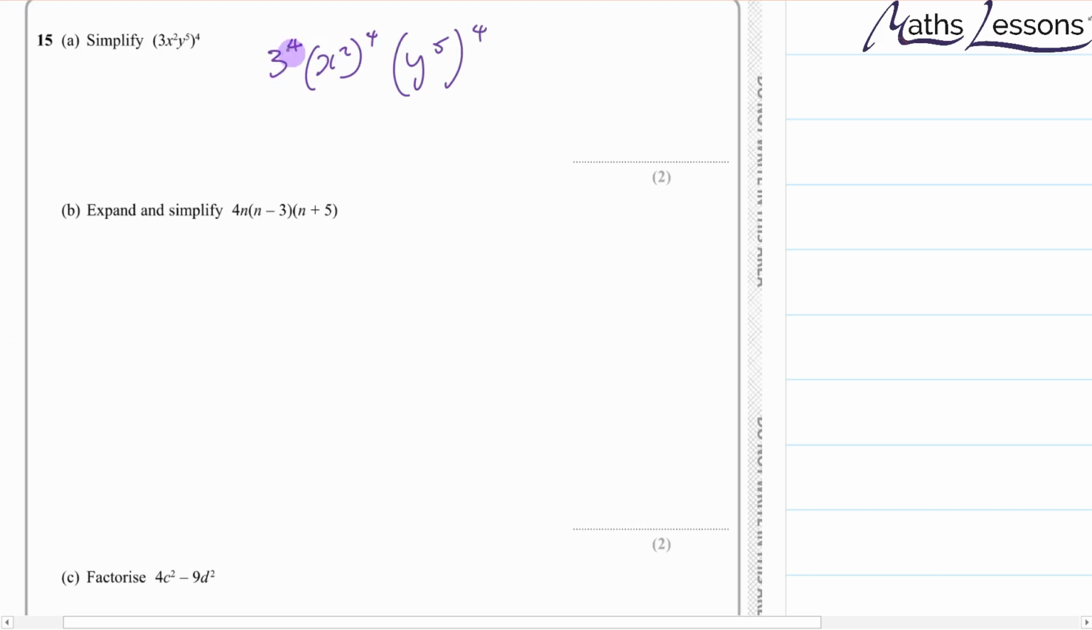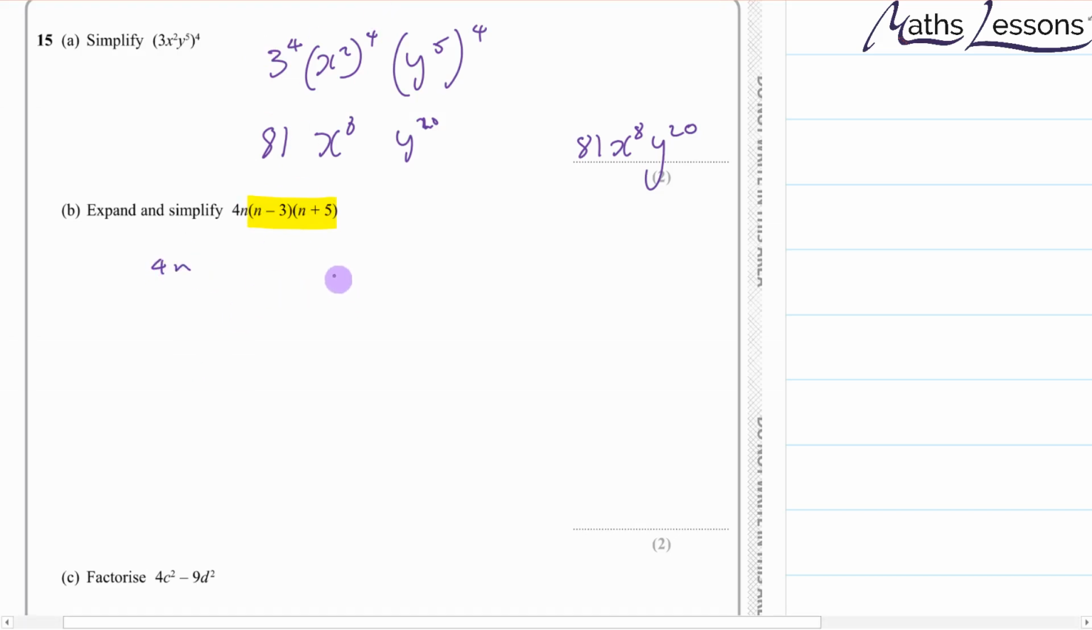So 3 to the 4 goes 3, 9, 27, 81 is the fourth power. X squared to the 4, times them together you get x to the 8, and times these together you get y to the 20. So therefore we've got 81 x to the 8 y to the 20. Expand and simplify. Well, what I would do is I would just multiply these two brackets together to start with.